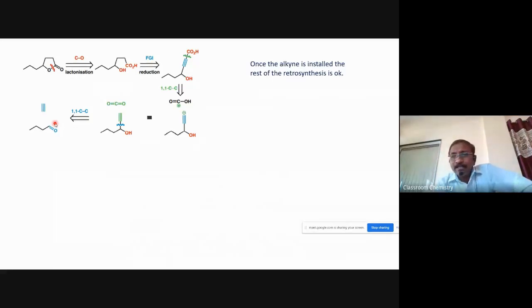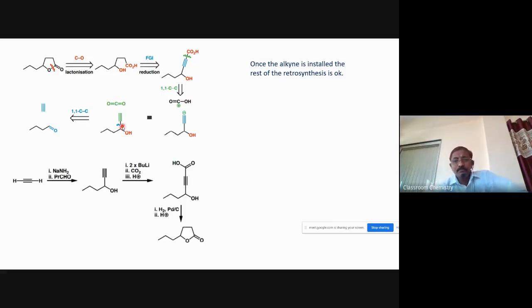So once alkene is installed, then the rest of the retrosynthesis is very easy, because on either side we have to add sodium NNH2, and when we add butyraldehyde, we easily obtain this one. And then again we have to add CO2 over here. So it is a very simple reaction, that is acetylene reacts with NNH2 in presence of butyraldehyde, we obtain this intermediate. And then it reacts with N-butyl lithium in presence of dry CO2, which is commonly used over here, and in acidic medium we obtain the corresponding acid.